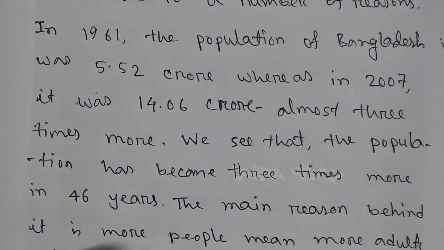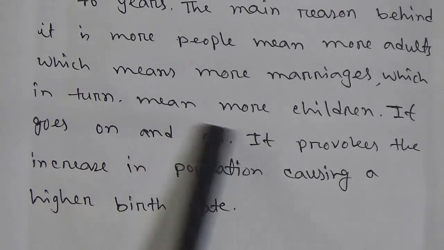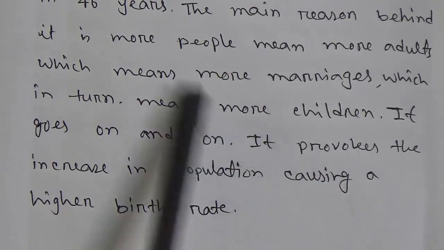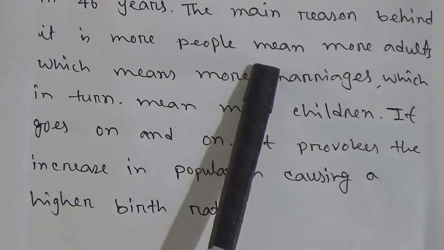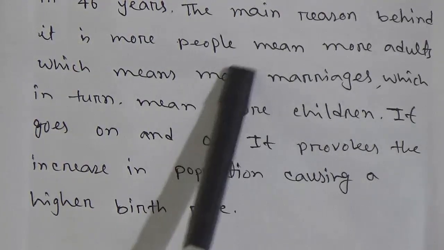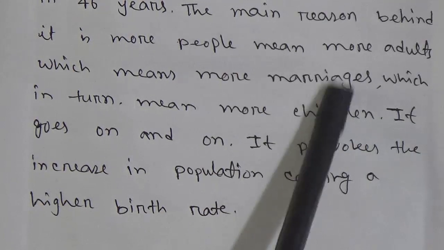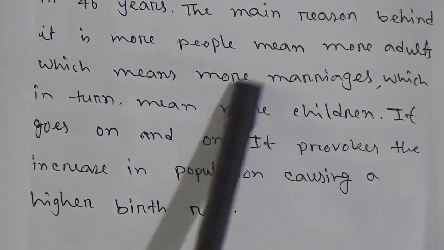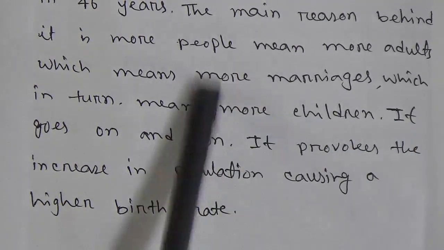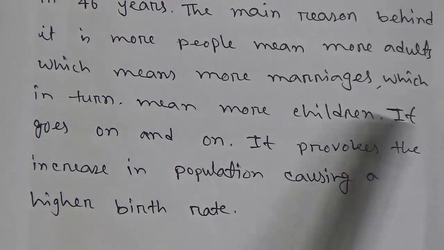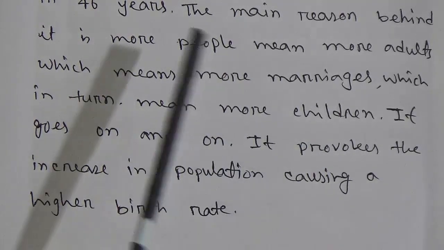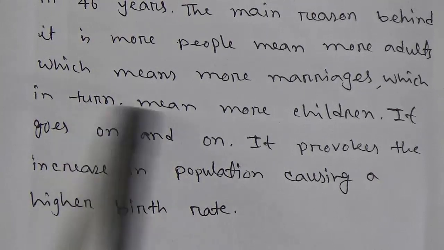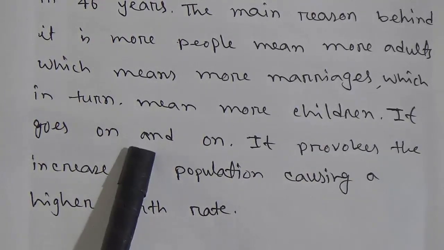The main reason behind it is that more people mean more adults, which means more marriages, which in turn means more children. That means we have more adult people and they are getting married and giving birth to more children. So that is why people are increasing. It goes on and on, decade after decade.